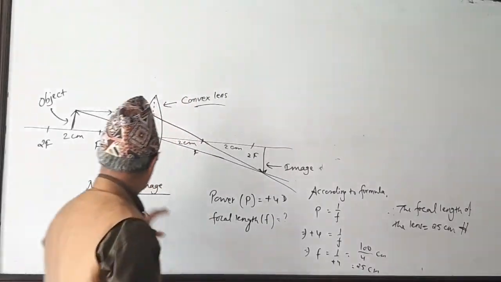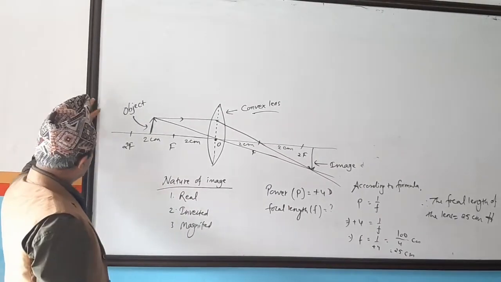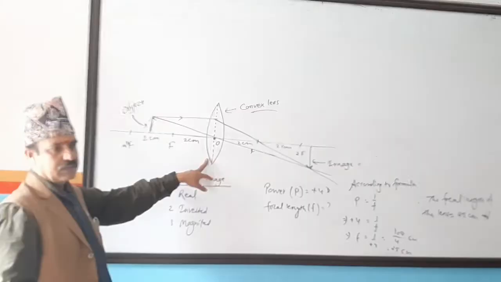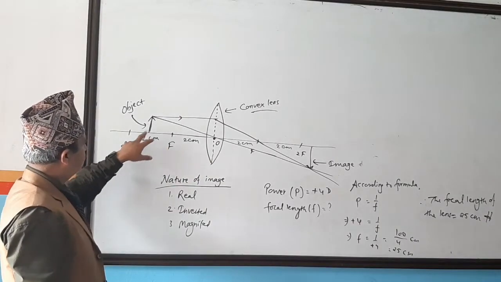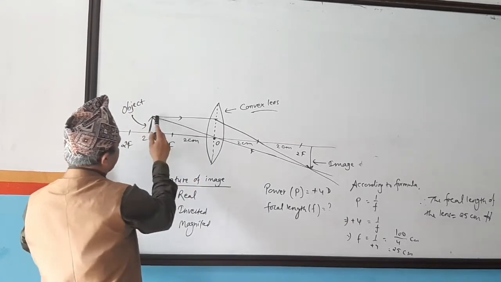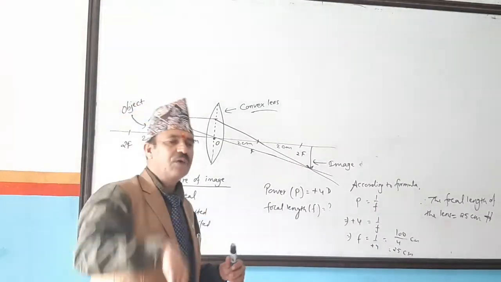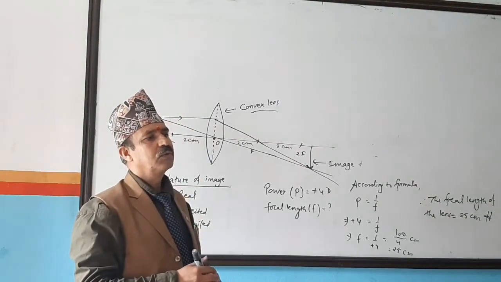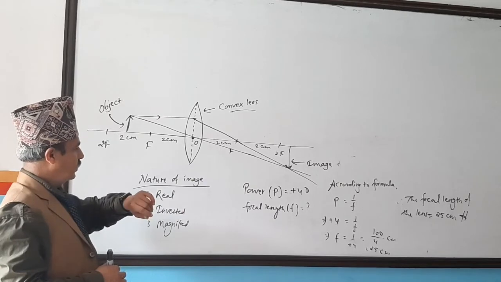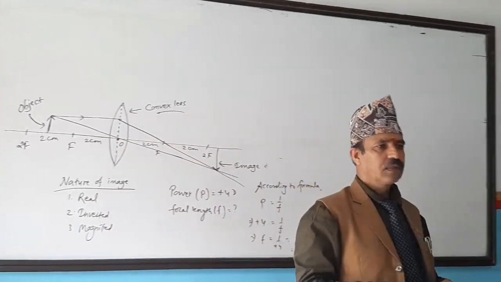Please try to understand. Such type of questions are asked in most of the examinations. So either the object lies beyond 2F, at 2F, between F and 2F, at F, or between F and O in convex lens. So here the object lies between F and 2F. How many ray diagrams you have to draw? 2. One parallel to principal axis and passing through F, another going from O. They meet here. Wherever they meet, image is formed in that place. If they meet down, that is real image. If they meet up, then that is virtual image. So nature of image: real, inverted, magnified, and power of lens P equals to 1 by F, we get 25 centimeter.